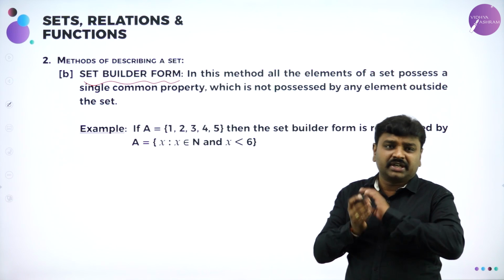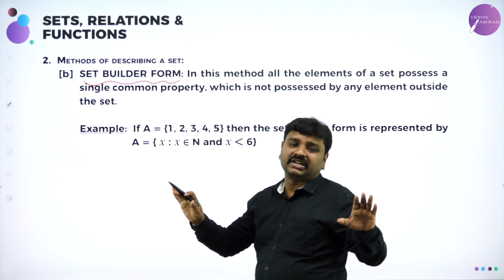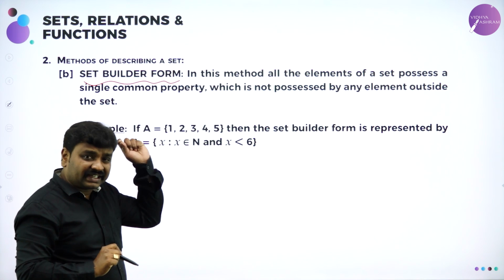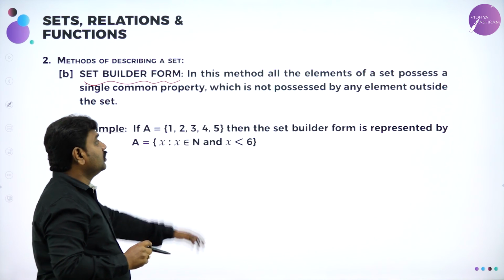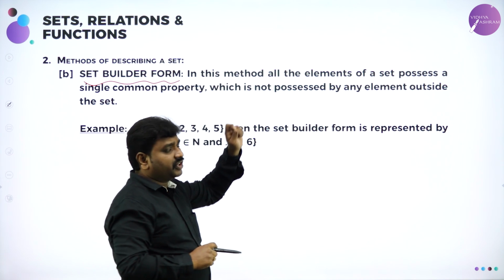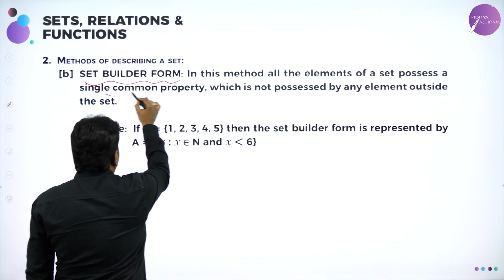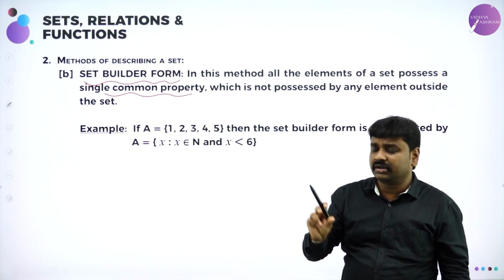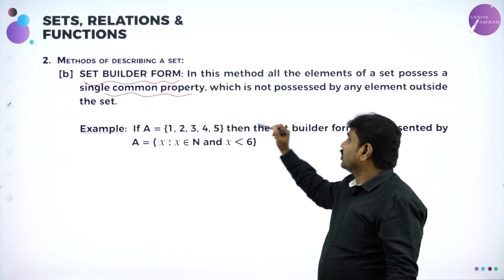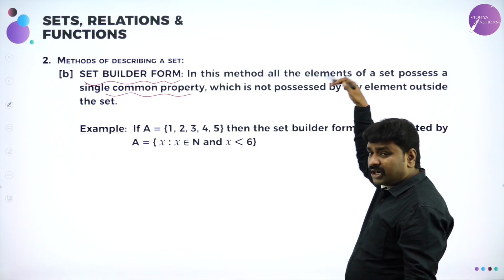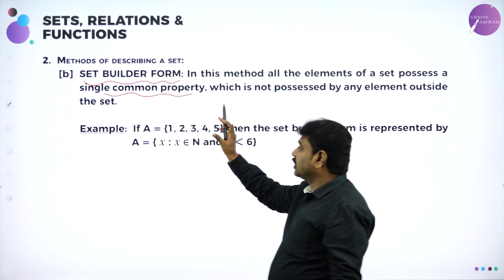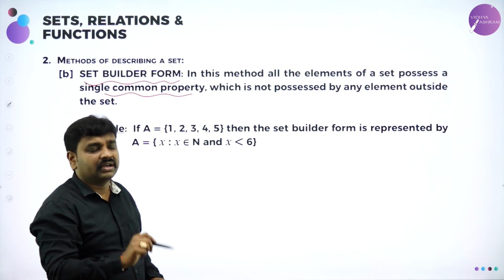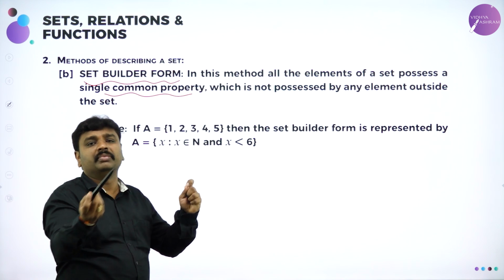In this set builder form, we don't write the elements in the set. In spite of that, we write the characteristic of the elements. All the elements of a set possess a common property, a single common property. Every element in the set possesses a single common property which is not possessed by other elements outside the set. That property we write. We don't write the elements. We write the property, or we write the rule. That's why we call it the rule method.